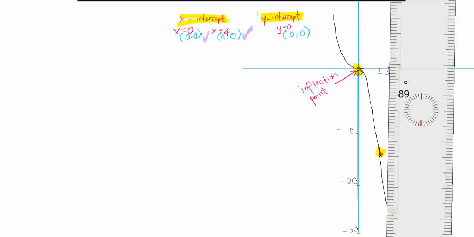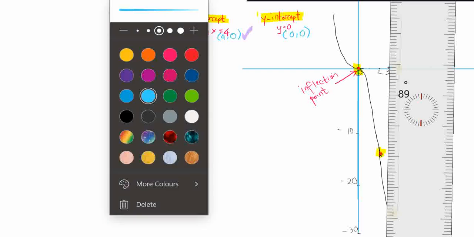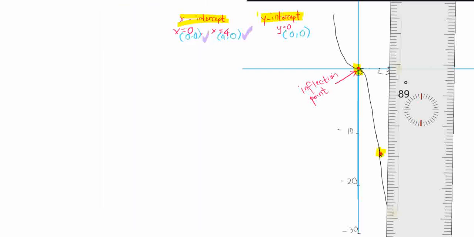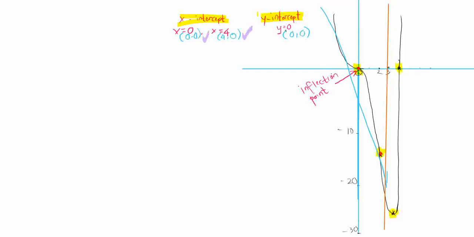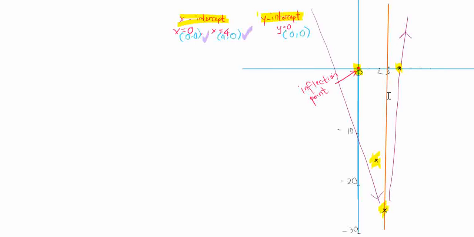So before 3, the graph is declining. It's going down. This is 3. Before 3 it is going down like this. Then after 3, it should go up like this. So according to the first derivative test, before 3 the graph goes down, and after 3 it goes up. So this is the rough sketch of our graph.